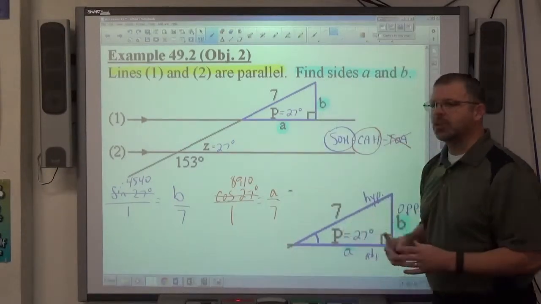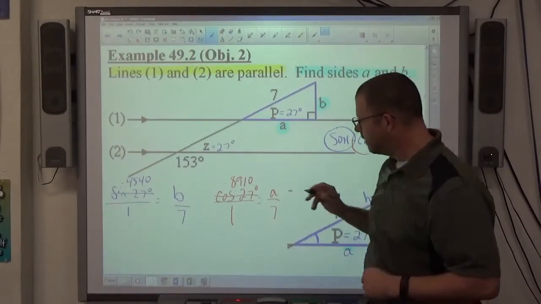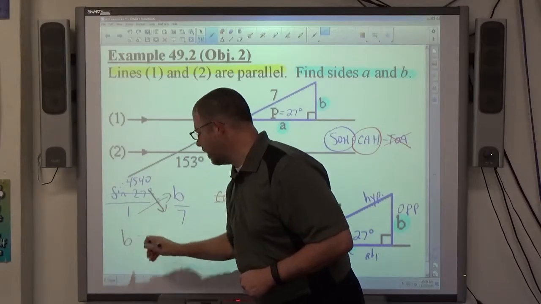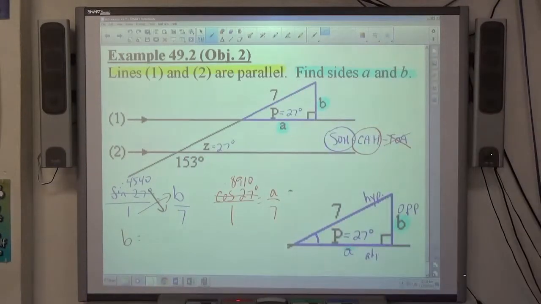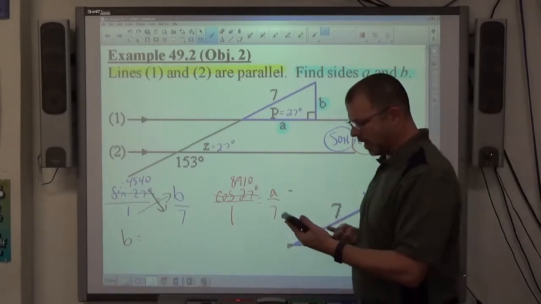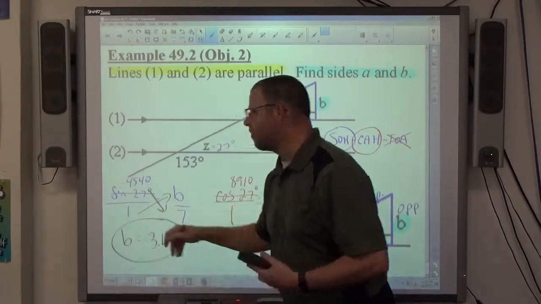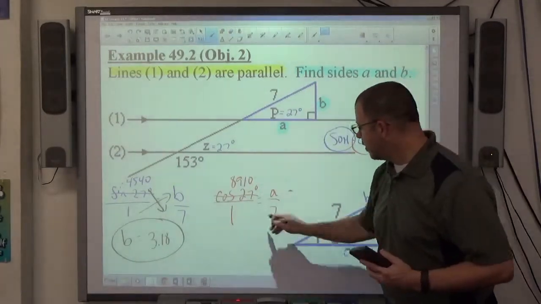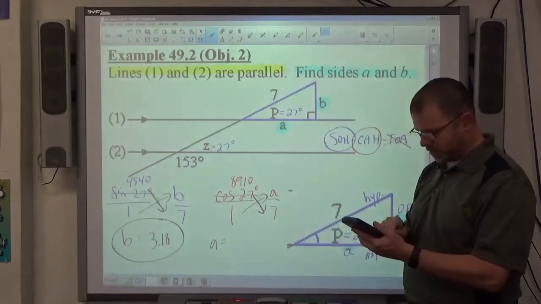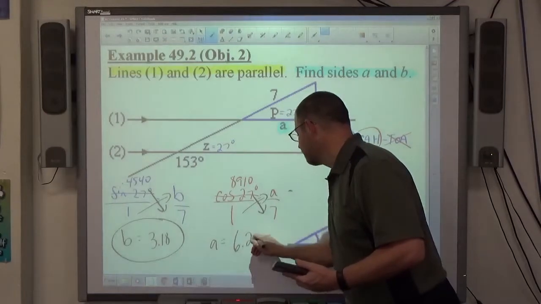So at this point, I've just got a basic proportion. We did these back in Algebra 1. This product equals that product. B equals 0.4540 times 7. That comes out to 3.18. It was 3.178, I rounded. Okay? This product, 1 times A equals this product. 0.8910 times 7 comes out to 6.237, so 6.24.